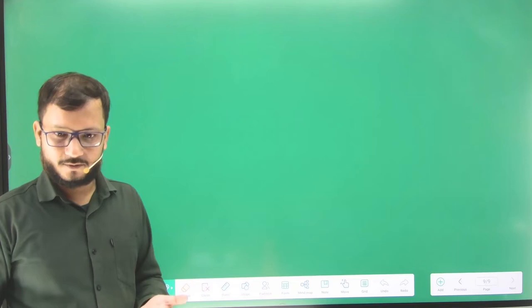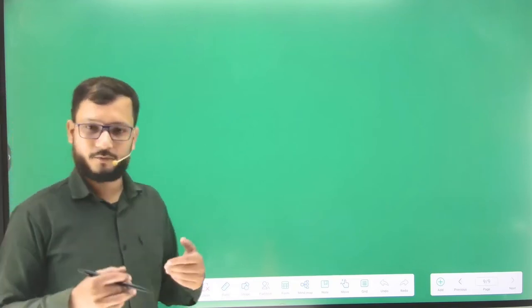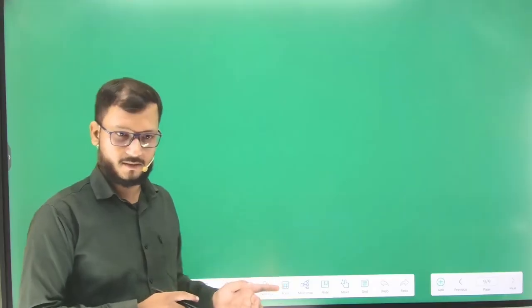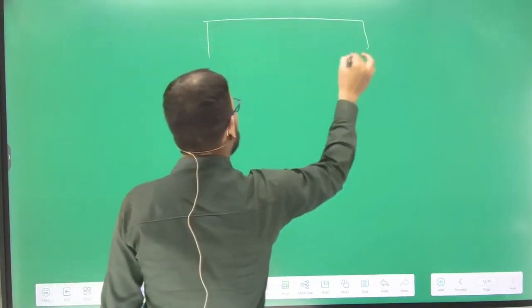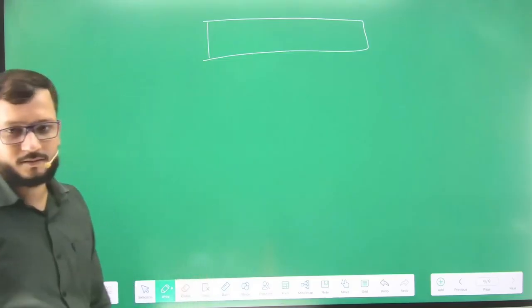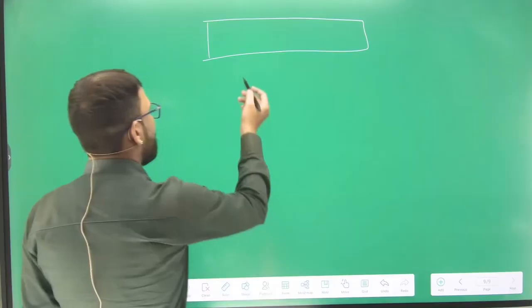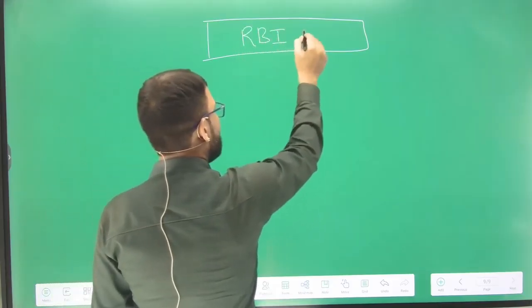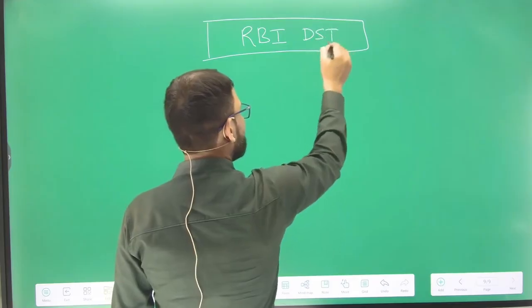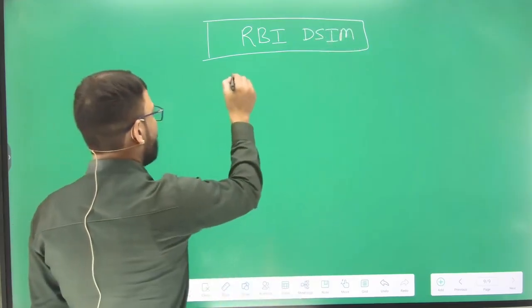But there are some students who are aiming for the RBI DSIM as well. So we need to see the pattern of RBI DSIM as well. In the RBI DSIM, you have 3 papers and 1 interview. Clear? So this is for the RBI Grade B DSIM. There is paper 1, which is objective.